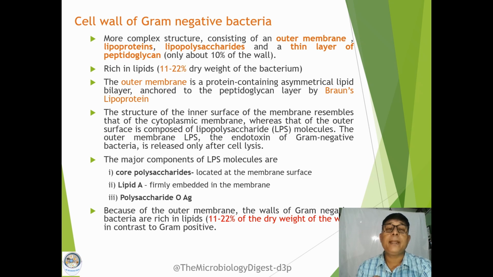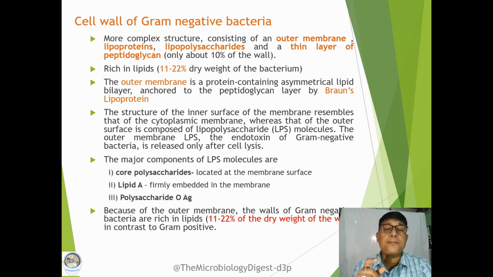It is ranging from 11 to 22% of the dry weight of the organism. So the peptidoglycan layer is very, very thin in gram negative organisms. Another structure which is very rich in lipid is the outer membrane present in gram negative bacteria. As I said, the outer membrane is mostly composed of lipopolysaccharides.